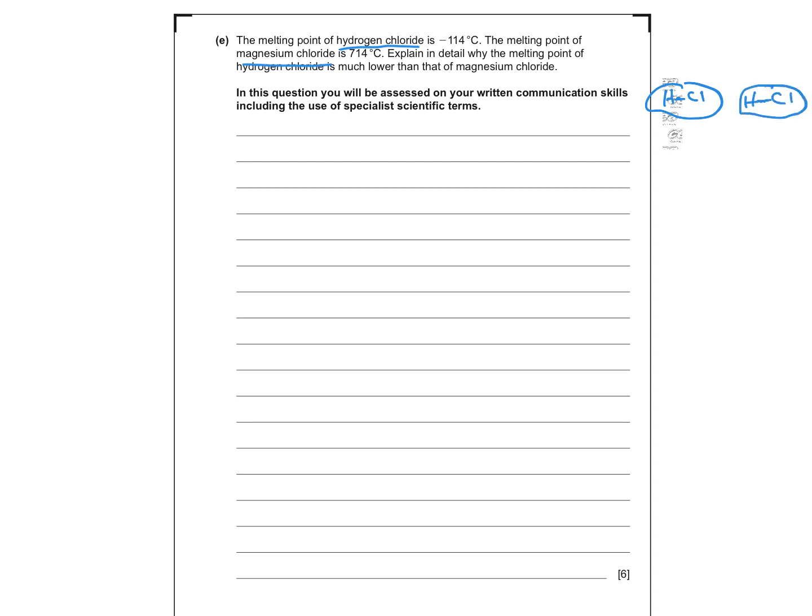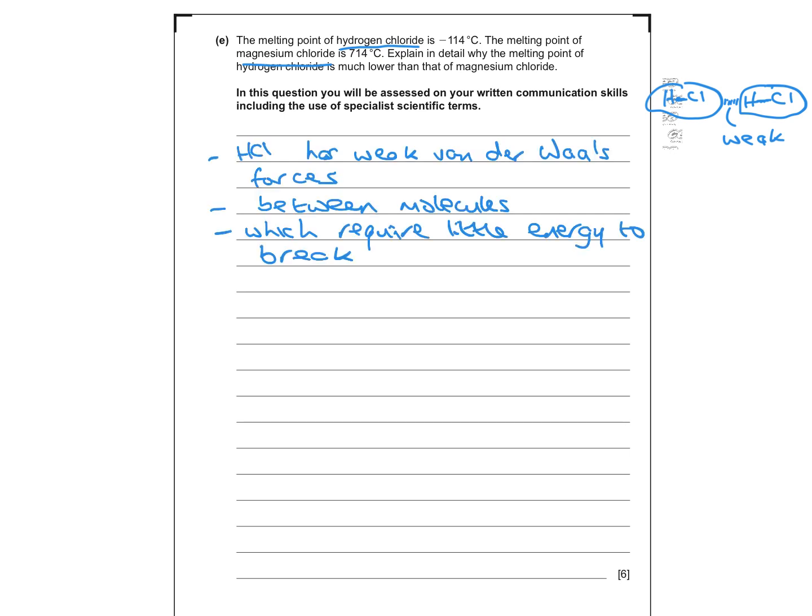So the bond between the atoms is a covalent bond, and that's very strong. But there are weak van der Waals forces between the molecules. They're weak, and they require little energy to break. So that's why all simple covalent molecules have low melting and boiling points. Magnesium chloride is ionic, and ionic bonds are very strong, and they need a lot of energy to break.